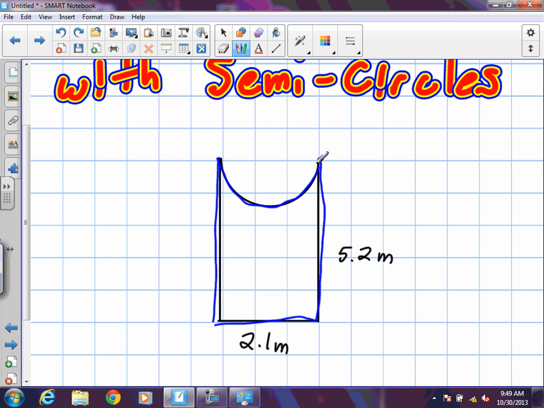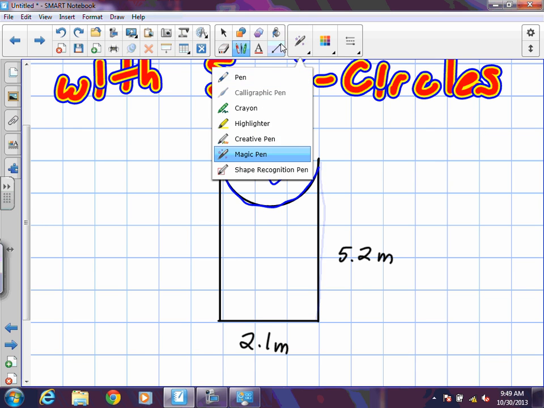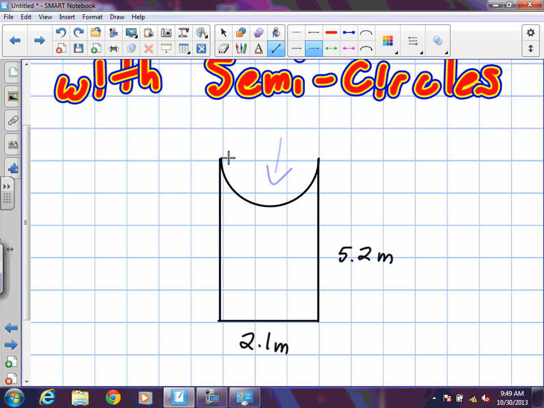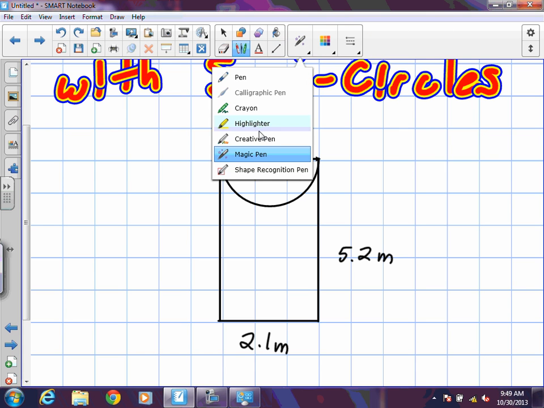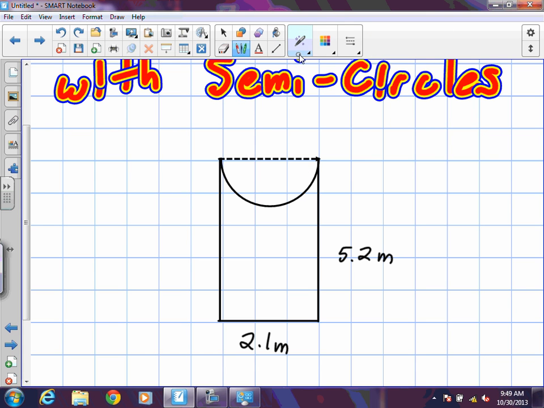Okay? And if you notice, what we have here is a semicircle. So I want to draw your attention to the diameter of a semicircle. The diameter of this semicircle will be equal to what? That's right, 2.1. It's the exact same distance as the top and the bottom of this. So I know the diameter is 2.1.